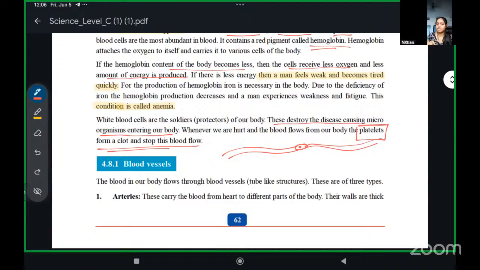Number two is white blood cells. White blood cells act as protectors of the body because they fight the virus and bacteria entering the body. They also build our immunity. Number three are blood platelets. What do blood platelets do? They form clots to prevent the blood from flowing. These are the components of blood.